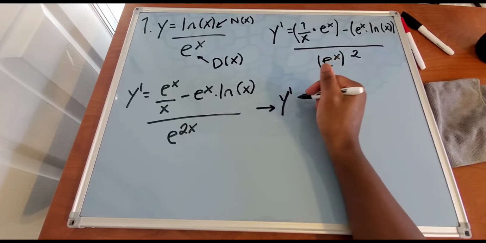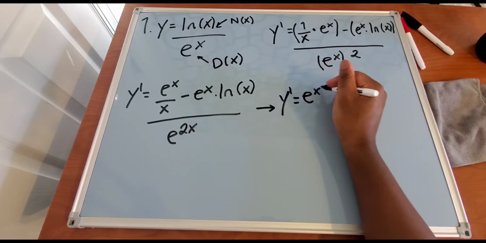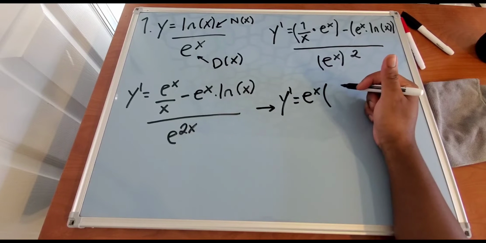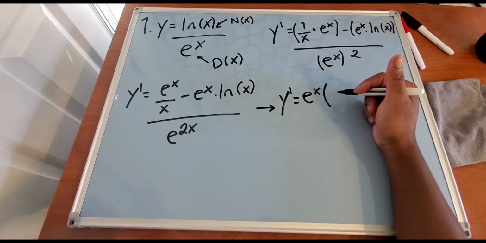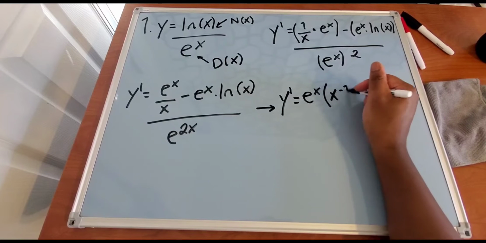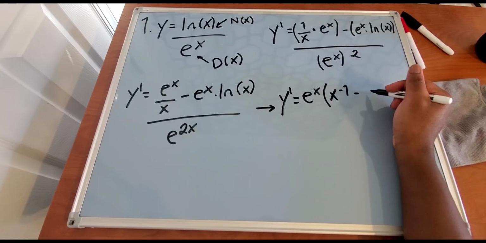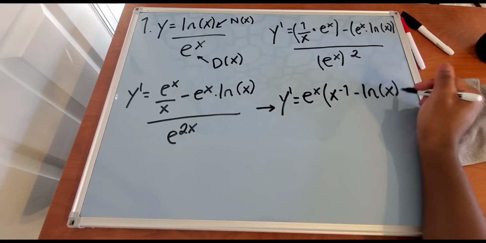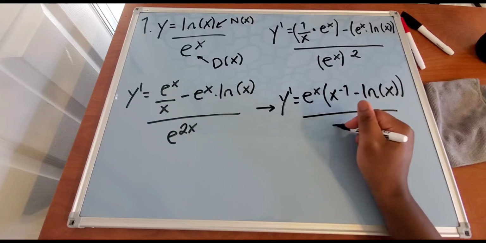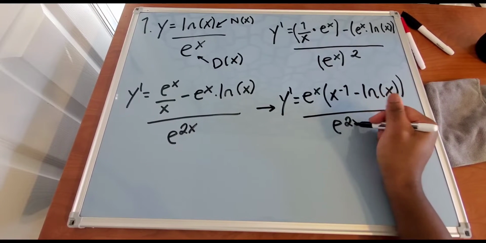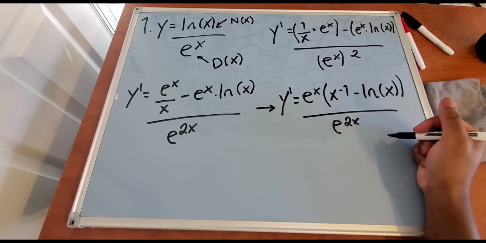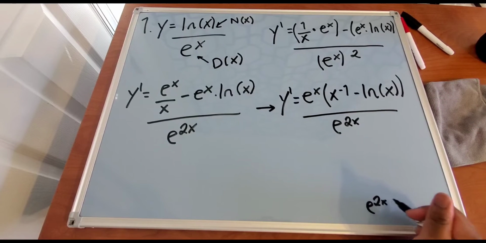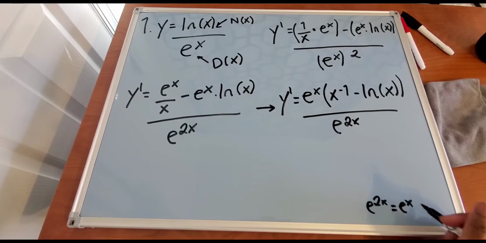So we can say that the derivative of y is equal to e to the x times, I'm going to use negative exponents. If you're not allowed to in class, you just keep it as 1 over x. x to the minus 1 minus natural log of x, over e to the 2x. We know e to the 2x is equal to e to the x squared. So we can write off to the side, e to the 2x is the same thing as e to the x times e to the x. This is a property, they have similar bases, so you can just add the exponents.